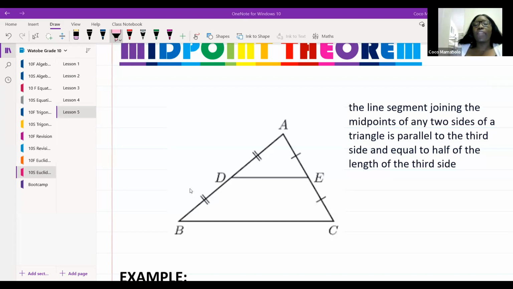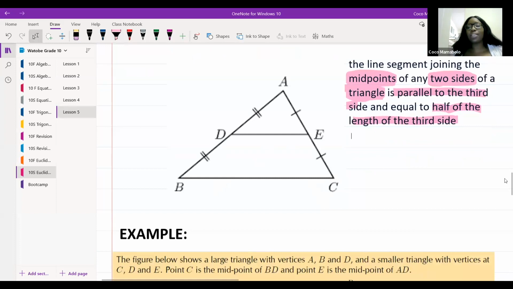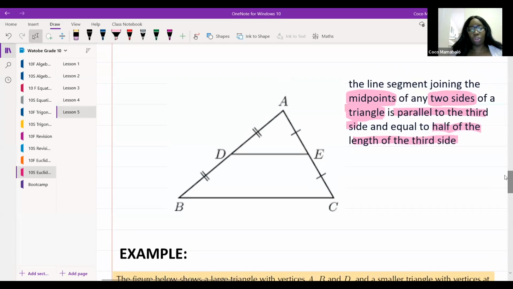Okay, so the midpoint theorem in words says, the line segment joining the midpoints of any two sides of a triangle is parallel to the third side and equal to half of the length of the third side. Okay, now this sounds so complicated. It's not at all. So this is what it's actually saying.